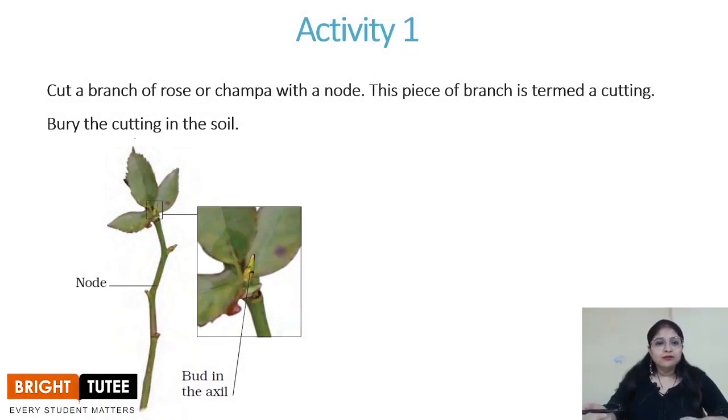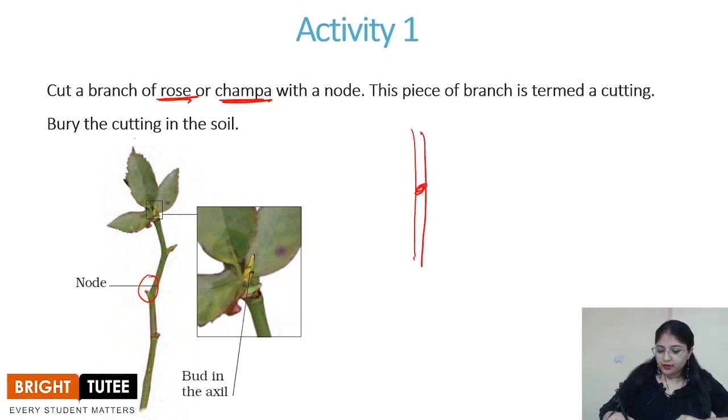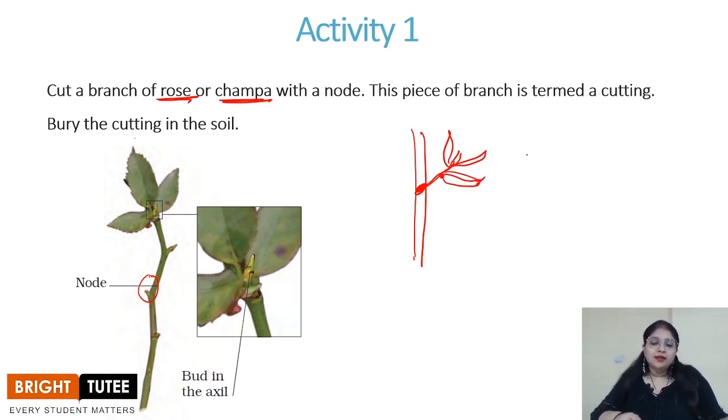Now to understand this properly, let's perform a very simple activity in which you are going to cut a branch of rose or champa with the node. So what is a node? The node is the part of the stem or the branch where the leaf arises. Over here you can see this is the node, and this is the part where the leaf will start forming. So suppose this is a stem and over here there is a node. From here the branching will occur and new leaves will be formed. Even on this branch there are nodes which help in the formation of the leaves. So the node is the part where the leaves are produced.